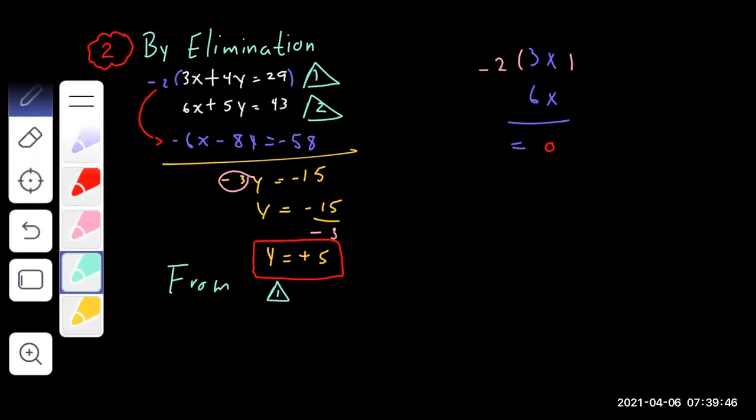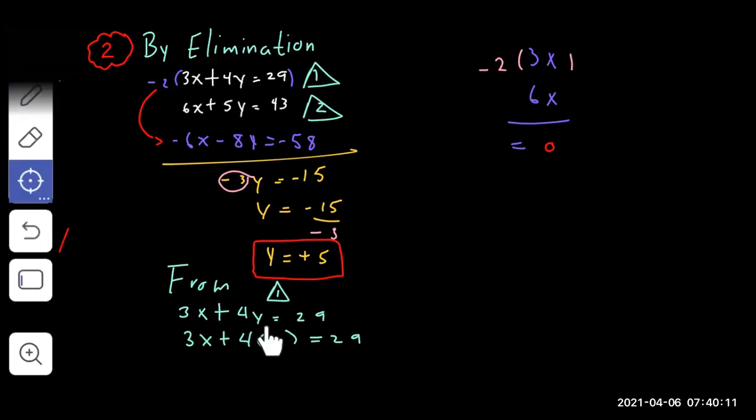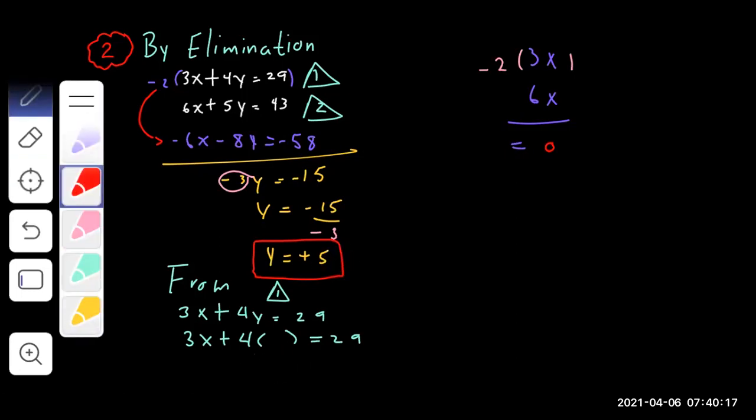Okay, let me copy that equation, which is 3x plus 4y equals 29. Then we substitute. 3x, guys, I don't know the value for x, plus 4y. Do we know y, guys? Yes, 5. Instead of y, I place parentheses, and y is equal to positive 5. Okay, let me substitute 5 here.